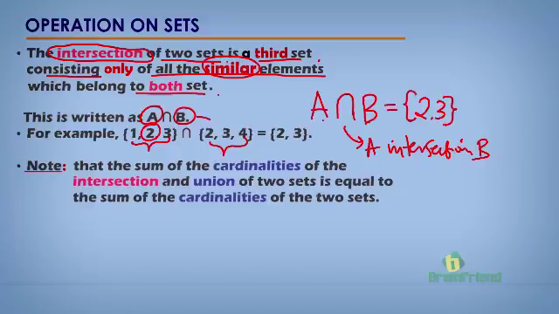2 is found in A and also in B. Also, 3 is found in A and also in B. Therefore, the intersection of A and B would give us the set that has elements 2 and 3.